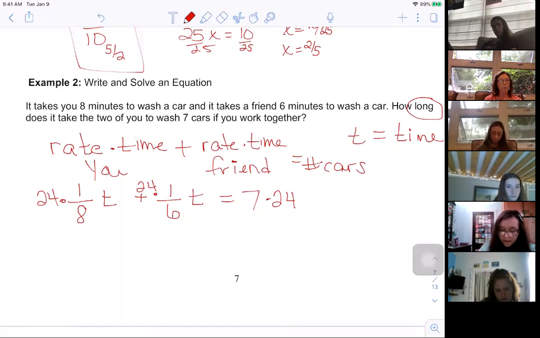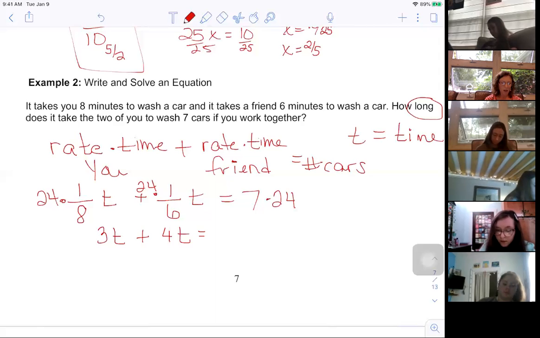So if I take 24 times 1/8, that becomes 3. And if I do 24 times 1/6, that becomes 4. And then on the other side, 24 times 7, I have to do the same thing. I'm doing this conversion. If it's an equation, the same thing to every piece. That would become 168.